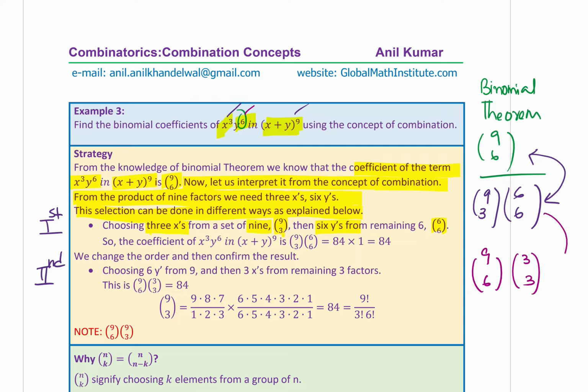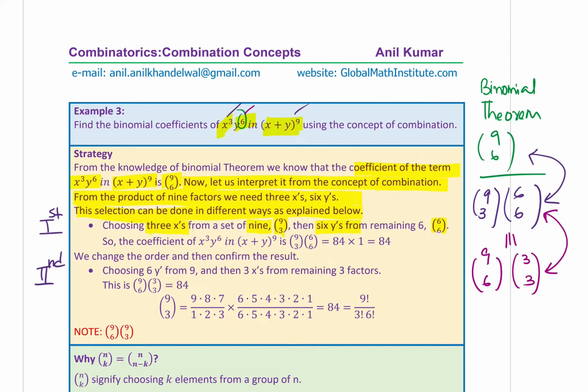So that is also the same thing, correct? So either one of them is the correct answer. Is that clear to you? All are equal. So now let us see what the answer is. Whether you write 9c6 or 9c3, you get the same answer of 84, as you can see here.